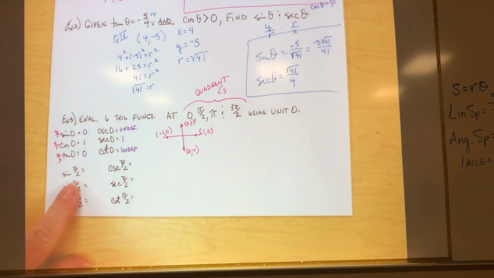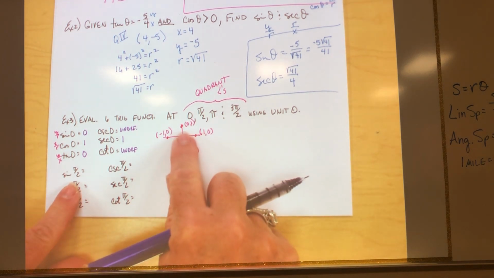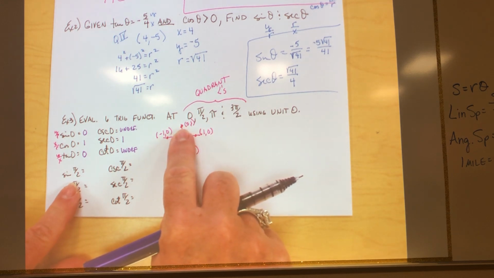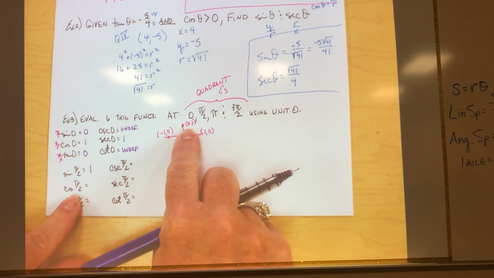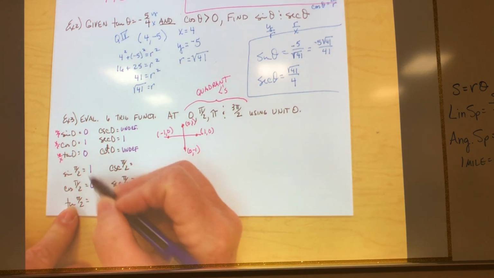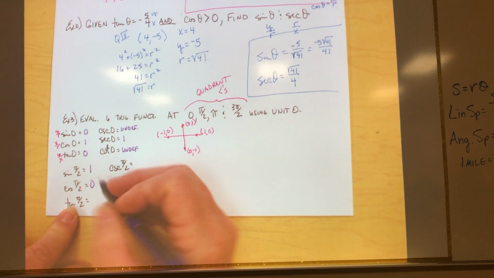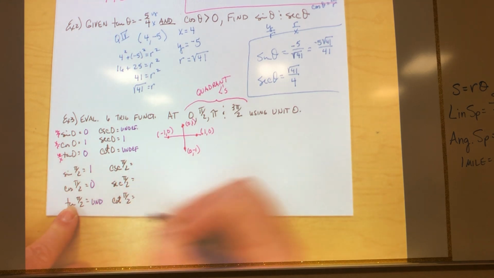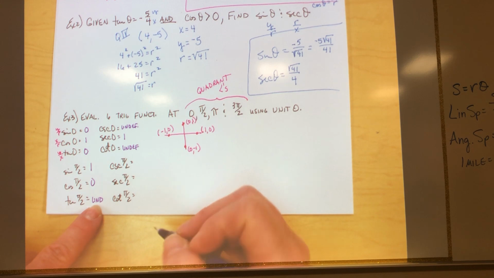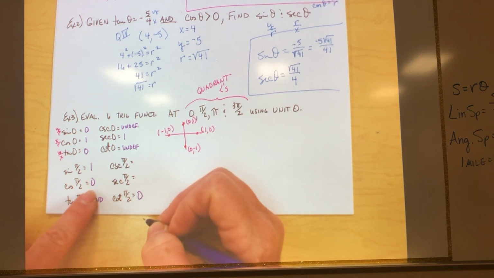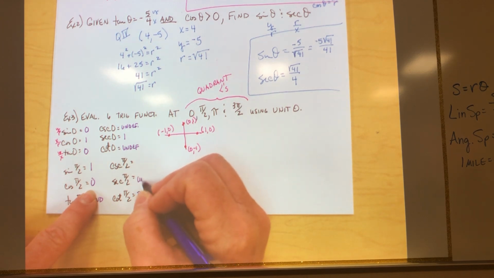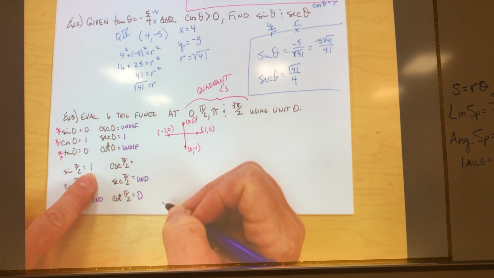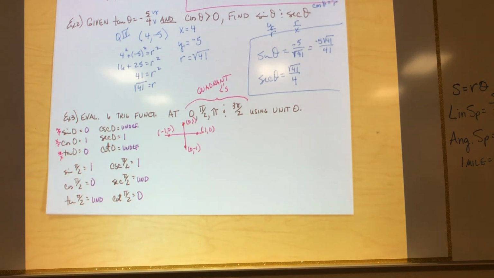I'm doing the same thing, guys. Now I'm at pi over 2. Here it is up here. The point is 0, 1. What is the y? 1. Cosine is x. What's the x value? 0. Tangent is y over x. What is 1 over 0? Undefined. What is the reciprocal of undefined? 0. Very good. What is the reciprocal of 0? Stop saying that. Undefined. What's the reciprocal of 1? 1. Good job.